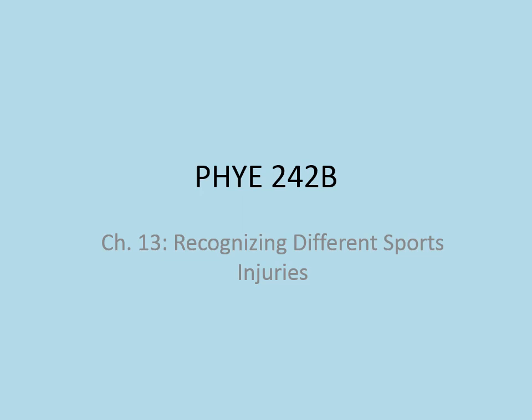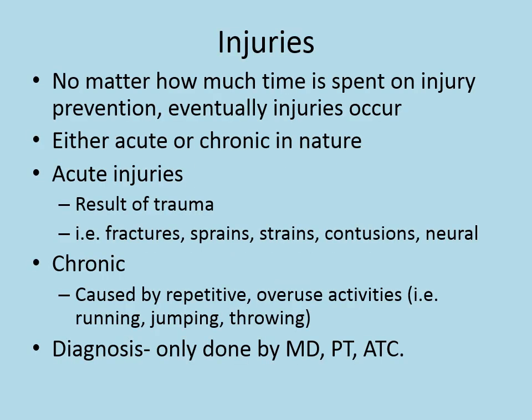In Chapter 13, we will be discussing recognizing different sports injuries. No matter how much time is spent on injury prevention, eventually injuries will occur. It's just the nature of being active and/or playing sports. Injuries can be either acute or chronic in nature.